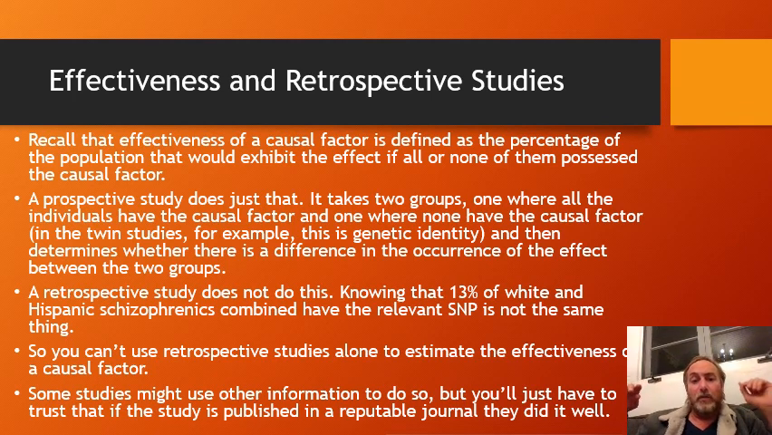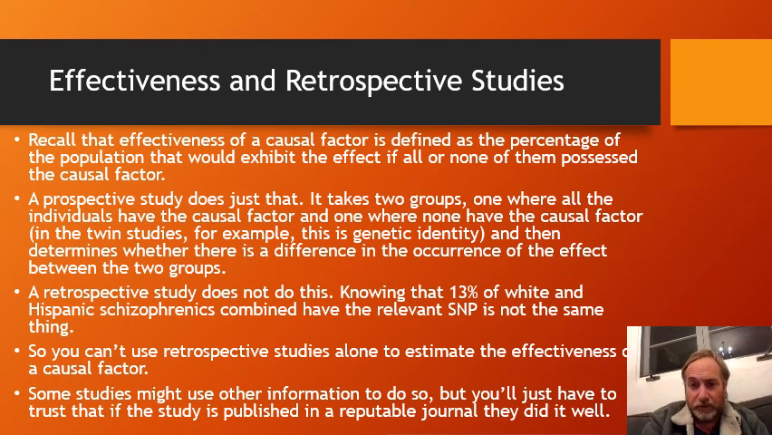Now, a prospective study does just that. It takes two groups, one where all the individuals have the causal factor, right? They all have genetic identity, and one where they don't, like the dizygotic twins. Then you determine whether there's a difference in the frequency of the effect between the two groups. A retrospective study can't do this, unfortunately. Knowing that 13% of white and Hispanic schizophrenics have the relevant SNP is just not the same thing. So you can't use retrospective studies alone to estimate effectiveness of a causal factor.